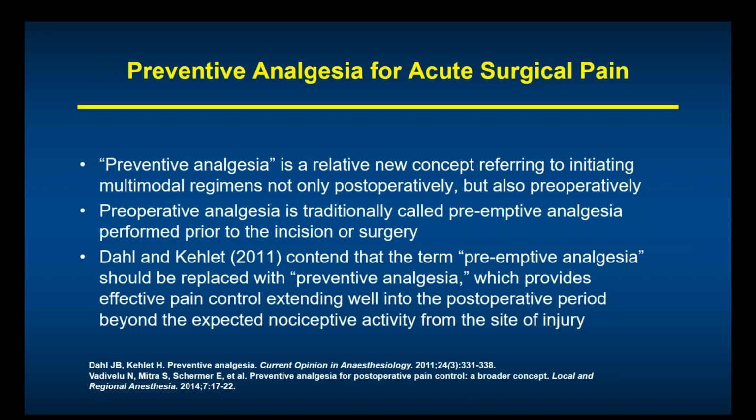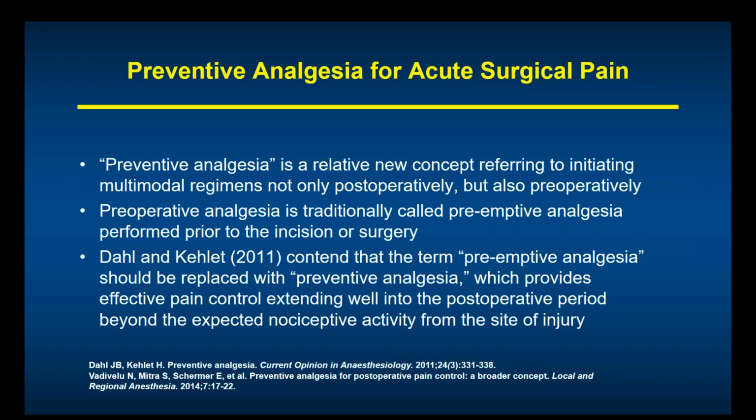Now, we have to look at the prevention of acute pain. Because if we prevent acute pain, or at least the worsening of acute pain, we minimize the likelihood for acute pain to transition into a chronic pain state. And so for acute surgical pain, we have adopted a newer terminology called preventative analgesia.